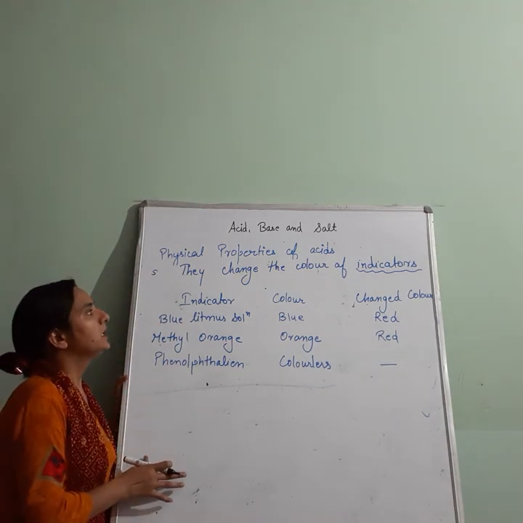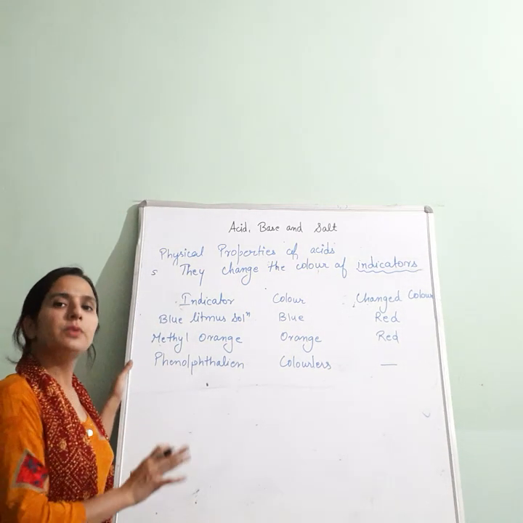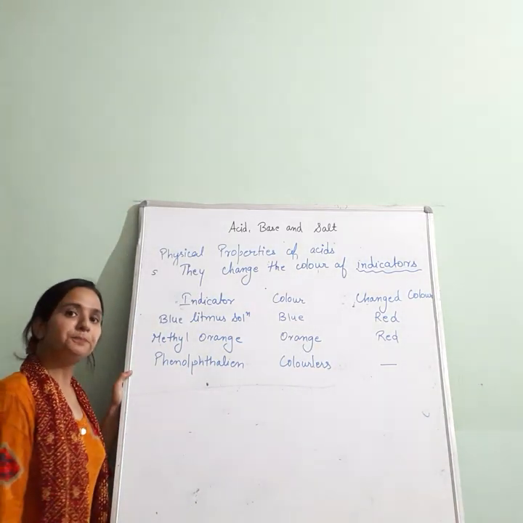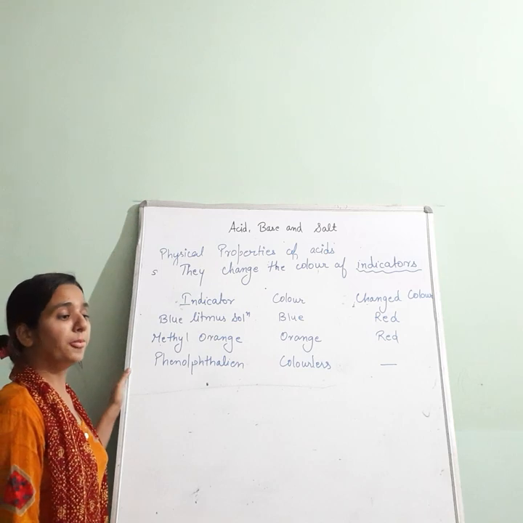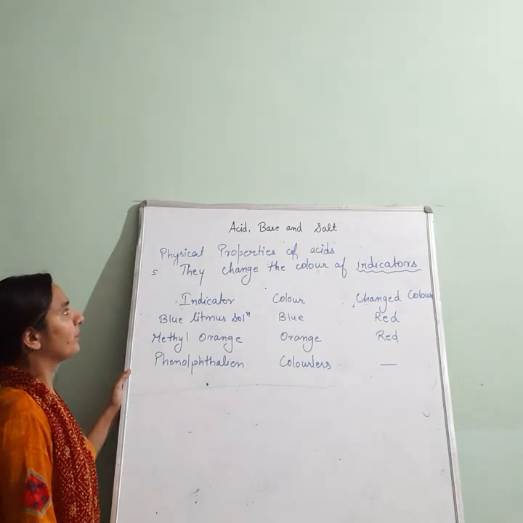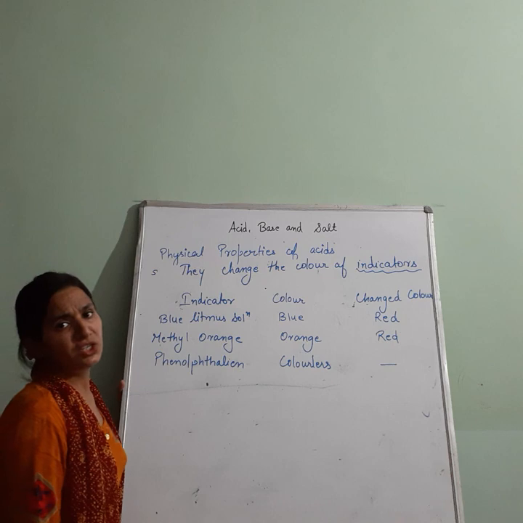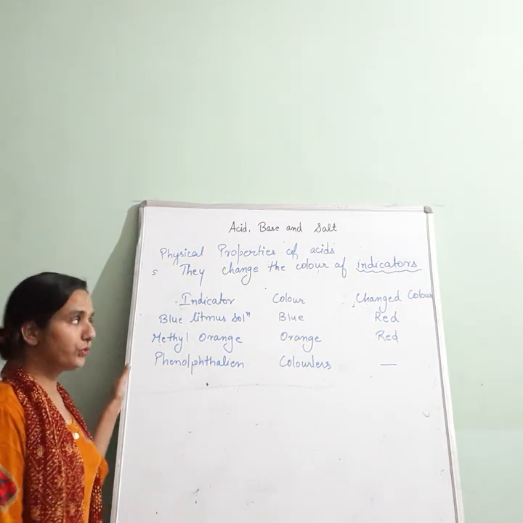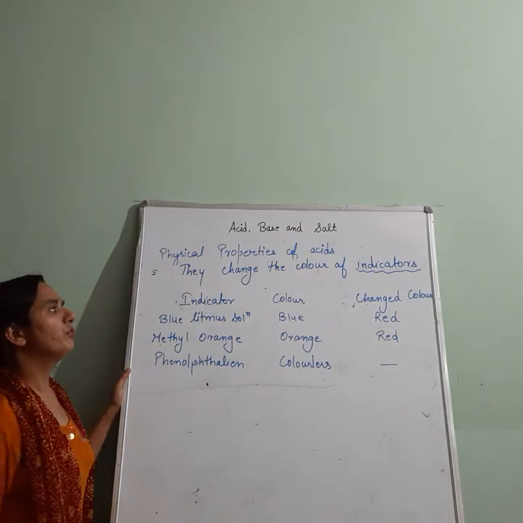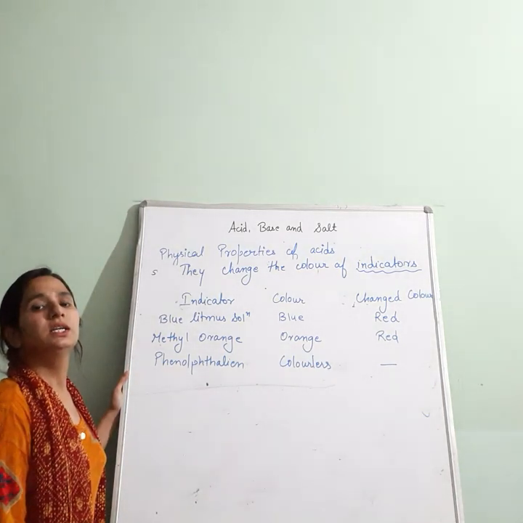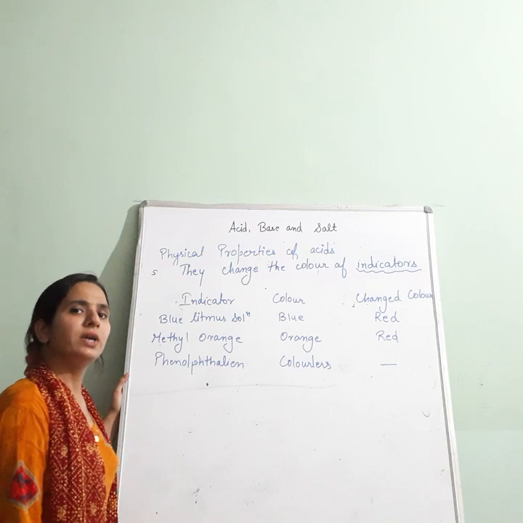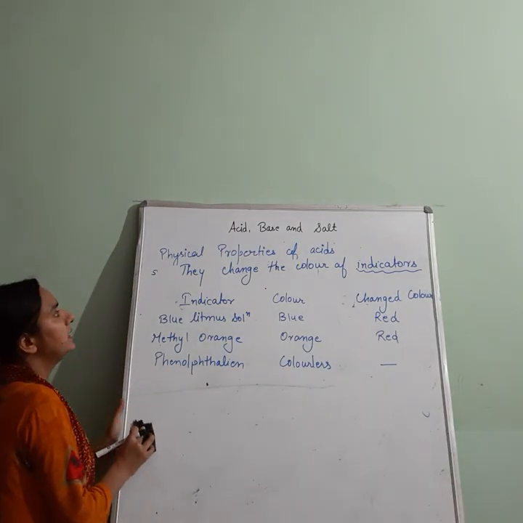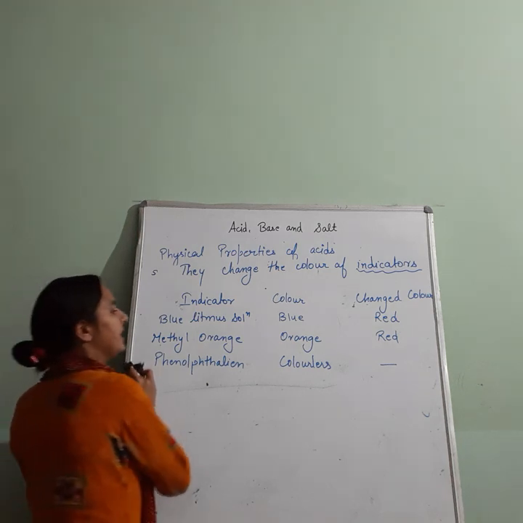So, these are the 5 physical properties of acids. First one is they are corrosive in nature. Second one is they are sour in taste. Third one, their physical state. Fourth one, they change the color of indicators. And fifth one, they are good conductors of electricity. Next topic, we are going to start the chemical properties of acids.